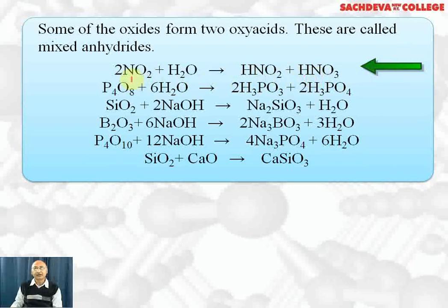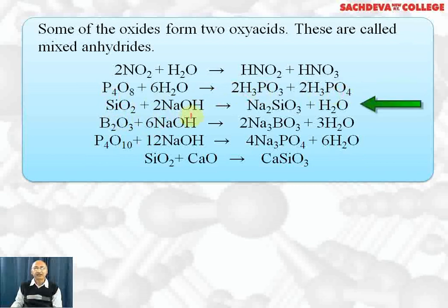This reaction is also called disproportionation reaction because +4 oxidation state is increasing to +5 as well as decreasing to +3. Similarly, P4O8, which is dimer of P2O4, dissolves in water forming phosphorus and phosphoric acid. So it is mixed anhydride of phosphorus acid and phosphoric acid. Oxidation state of phosphorus is +4 here, and it undergoes disproportionation to +3 and +5.